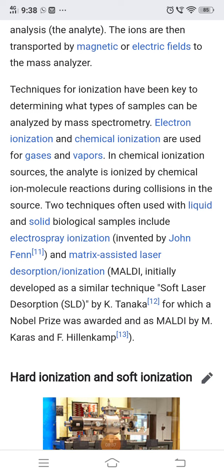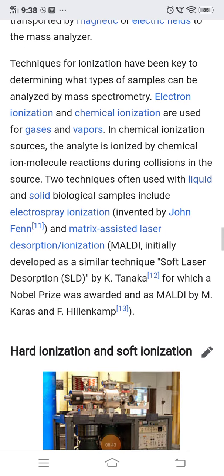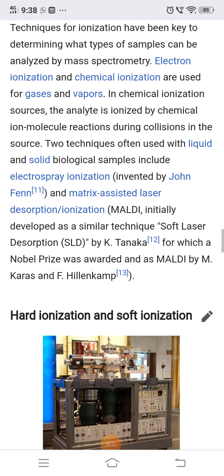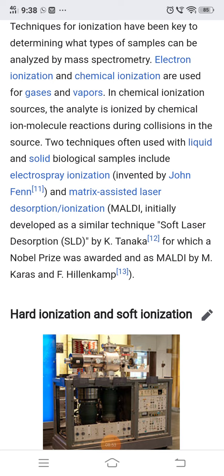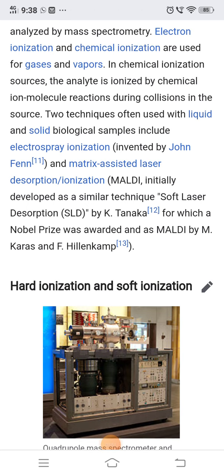Electron ionization and chemical ionization are used for gases and vapors. In a chemical ionization source, the analyte is ionized by chemical ion-molecule reactions during collisions in the source. Two techniques often used with liquid and solid biological samples include electrospray ionization and matrix assisted laser desorption.